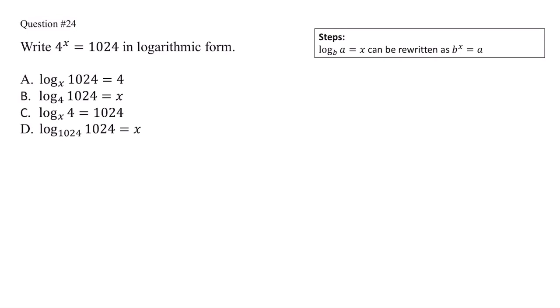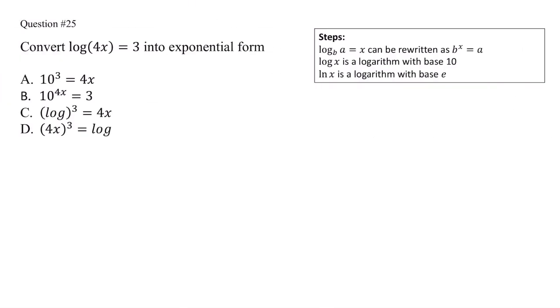So now in this one, it says write 4 to the x equals 1024 in logarithmic form. So remember the base is going to be the same. So we have the log base 4, right? So 4 to the x equals 1024. So the log base 4 of 1024 equals x, which is answer choice B.